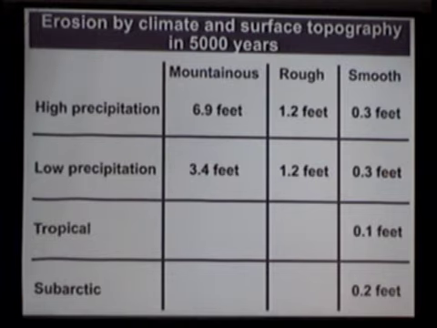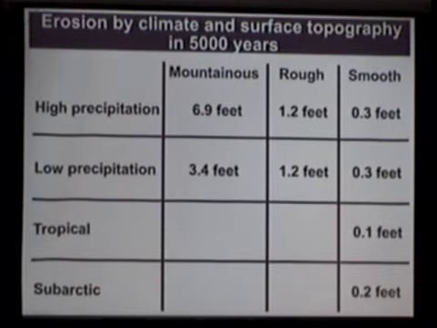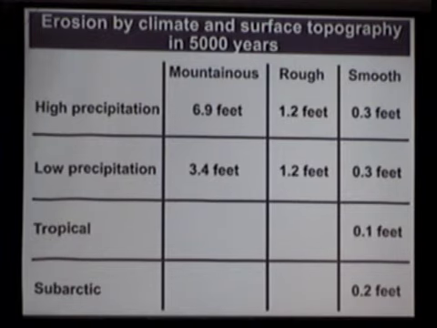This is the average over a 5,000-year period. Now, these are big, broad-scale averages, by the way. They do not include areas that have rapid erosion, like landslide areas, glaciated areas, this sort of thing. But you could see on this, in 5,000 years, high precipitation and mountainous, sort of like the Cascade Mountains here, that 7 feet of erosion has been the average in 5,000 years.